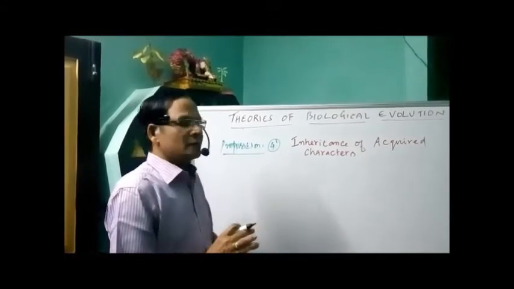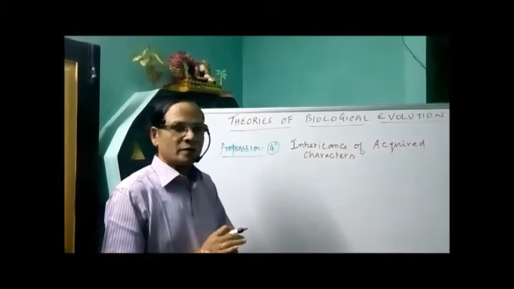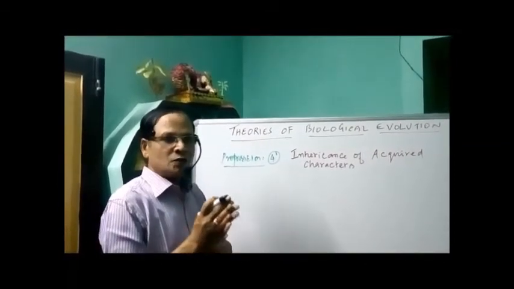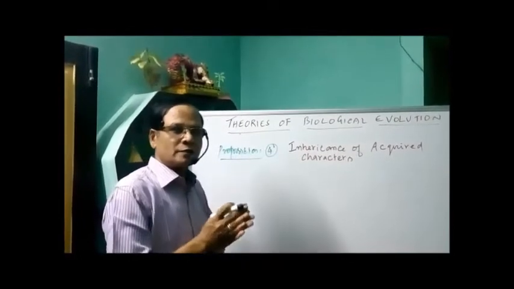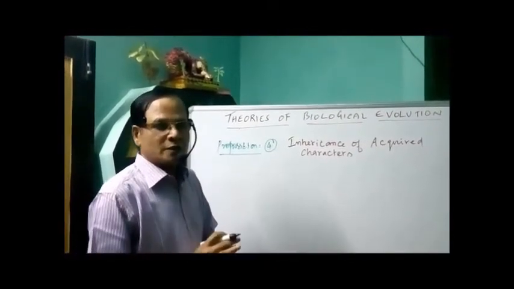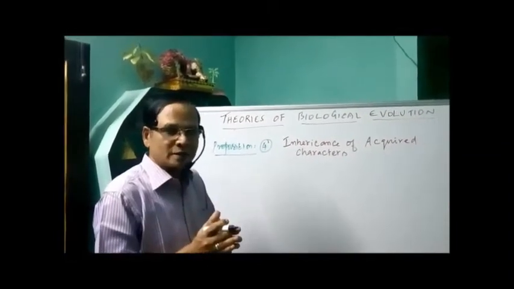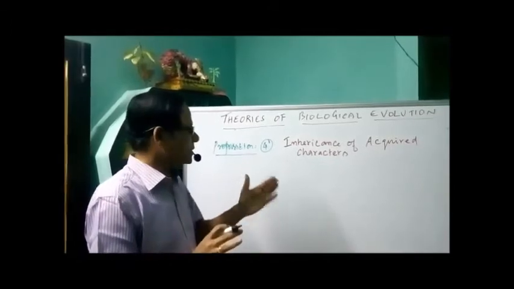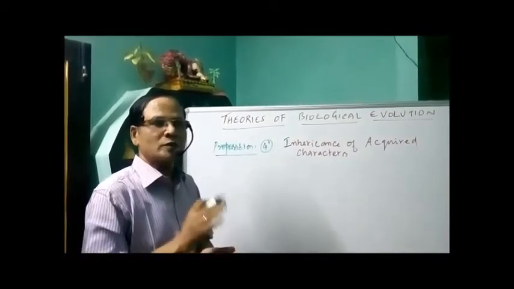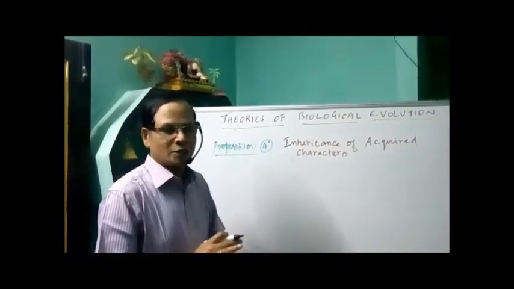Lamarck didn't actually give any solutions or examples for this inheritance of acquired characters. He simply said that changed characters during the life of an organism can automatically be transmitted to the next generation. He didn't say anything about somatic characters or germinal characters. Simply, any character occurring during the lifetime of an organism can automatically be transmitted to the next generations.